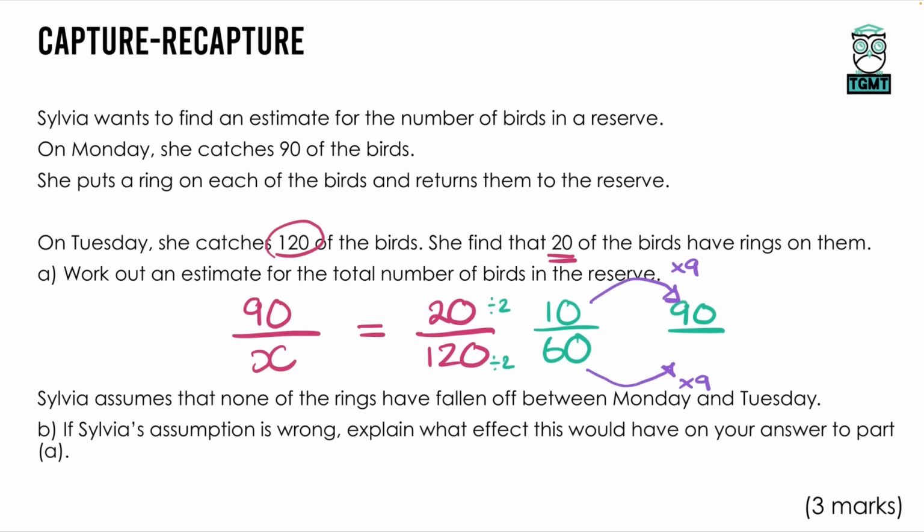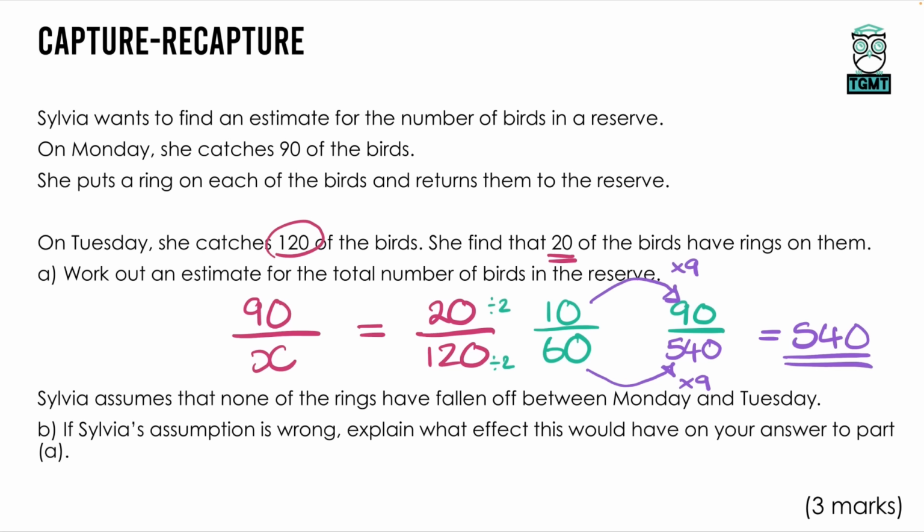So you might want to do 60 times 9. So 6 times 9 is 54. So 6 times 90, or 9 times 60, would be 540. So there we go. So that's 90 out of 540. Now that x on the bottom, that 540 on the bottom, is what we are estimating to be the total number of birds in this reserve. So our final answer is 540.